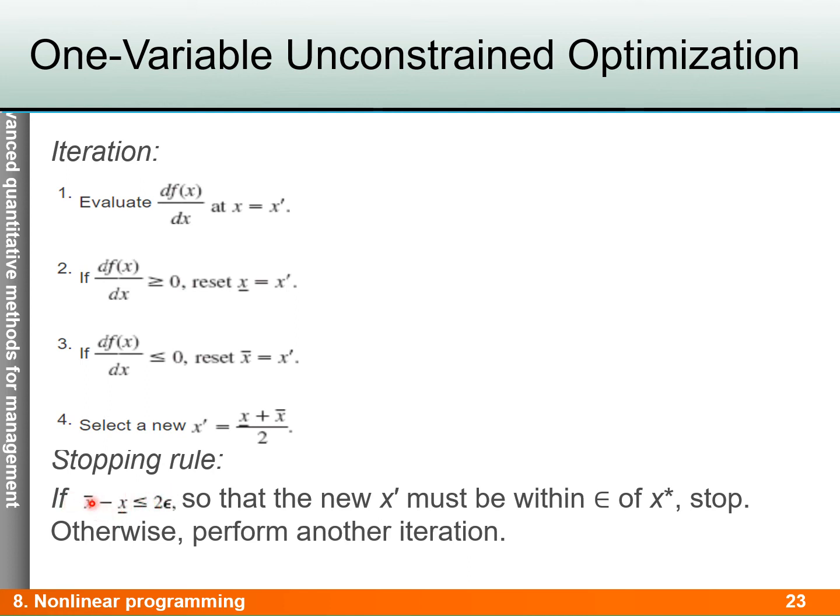Whatever iteration this happens in, it means that the current x prime is the optimal solution, so that the new x prime must be within epsilon of x star, and we stop. Otherwise, we need to repeat our iterations until achieving this. So to clarify this, let's review one example.